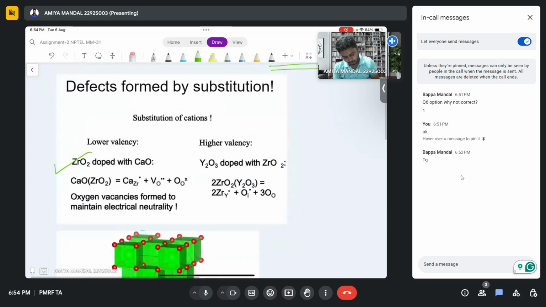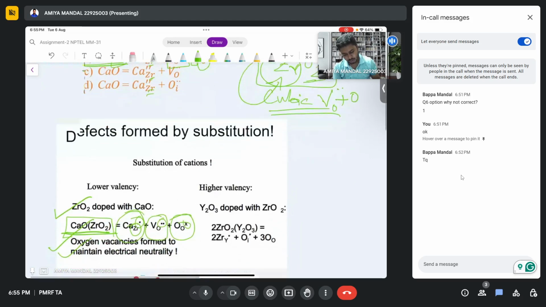You can see zirconium oxide with calcium oxide doping. Calcium is occupying the zirconium position with two unit negative charges, leaving one oxygen vacancy with two unit positive charges. The oxygen with neutral charge will leave. So all this will happen when calcium oxide is dropped at the zirconium position.